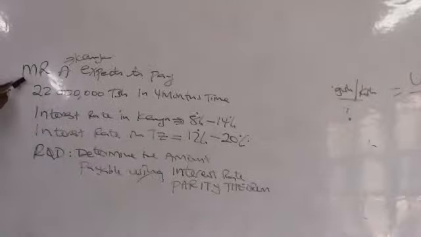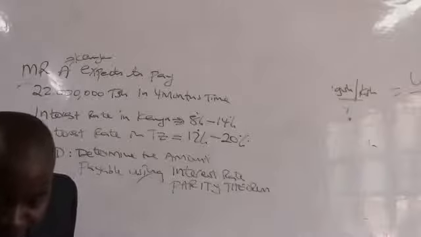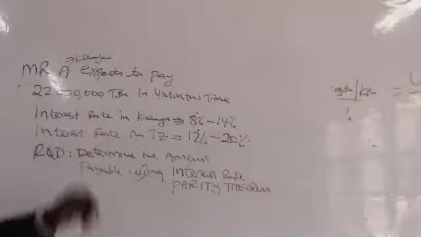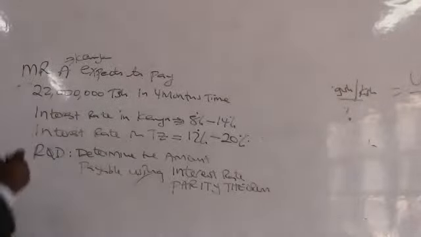The question is here. Mr. A, who is a Kenyan, expects to pay 22 million Tanzania shillings in how many months? In 4 months' time. Interest rate in Kenya is 8% to 14%. Interest rate in Tanzania is 12% to 20%. Required, determine the amount payable using interest rate parity. This is 22 million Tanzania shillings. I know the problem is that my pen is not very visible. Let me get a better pen.